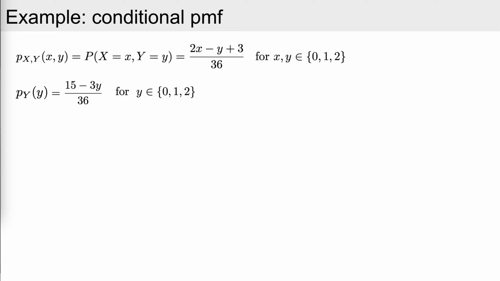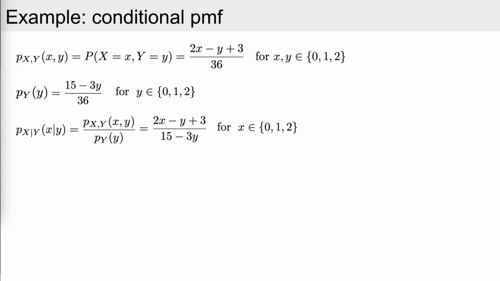Recall the formulas for the joint PMF of x and y, and the marginal PMF of y alone. By definition, the formula for the conditional PMF of x given some outcome y equals little y equals the joint PMF divided by the marginal PMF of y. Plugging in the appropriate formulas, we get (2x minus y plus 3) divided by (15 minus 3y) for x in 0, 1, or 2.